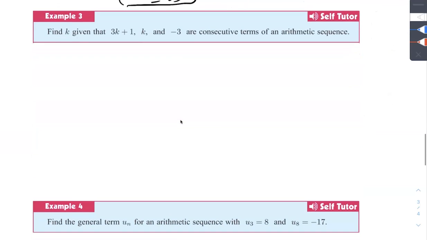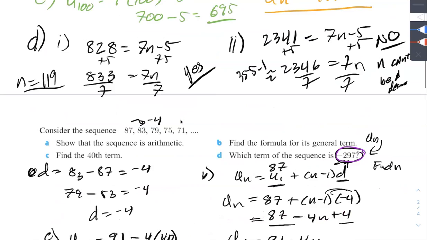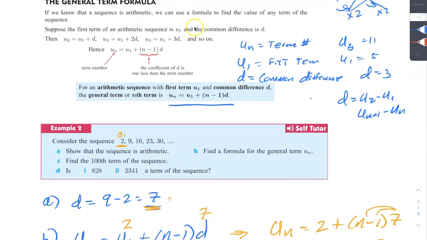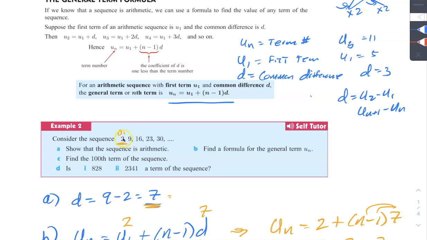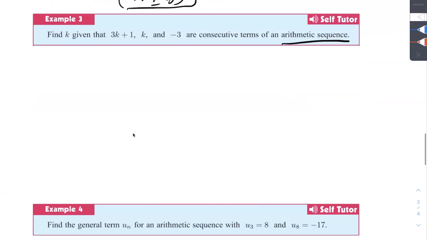For the next one, find k given that 3k plus 1, k, and negative 3 are consecutive terms of the arithmetic sequence. Now, if they're consecutive terms of an arithmetic sequence, how can you use this to your advantage? Let's go find one up here. Since these three are consecutive, if I go 9 minus 2, I get 7. If I go 16 minus 9, I get 7. The difference between any two consecutive terms is the common difference. And we're going to use that to our advantage here.